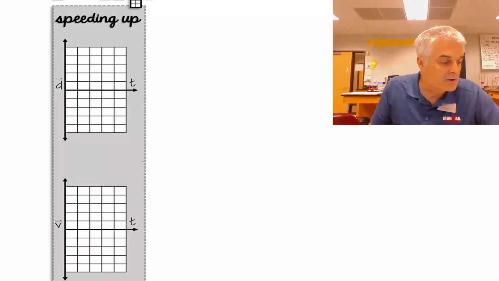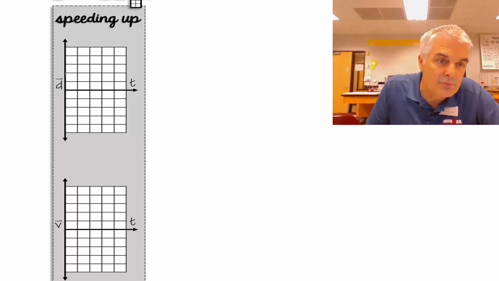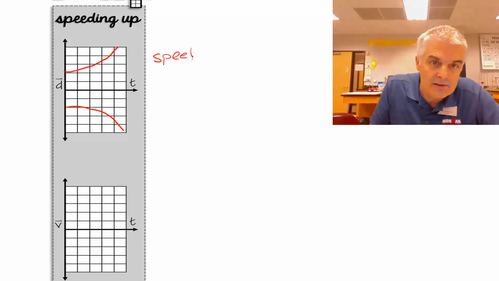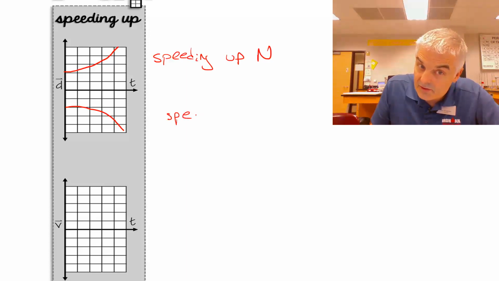All right, what about when you're speeding up? If you recall, speeding up in a DT graph looks like a curve. Or, of course, we've also got this one, right? And this is speeding up south. So let's make a note here. This is speeding up, say, north, and this is speeding up south. You're still getting faster.